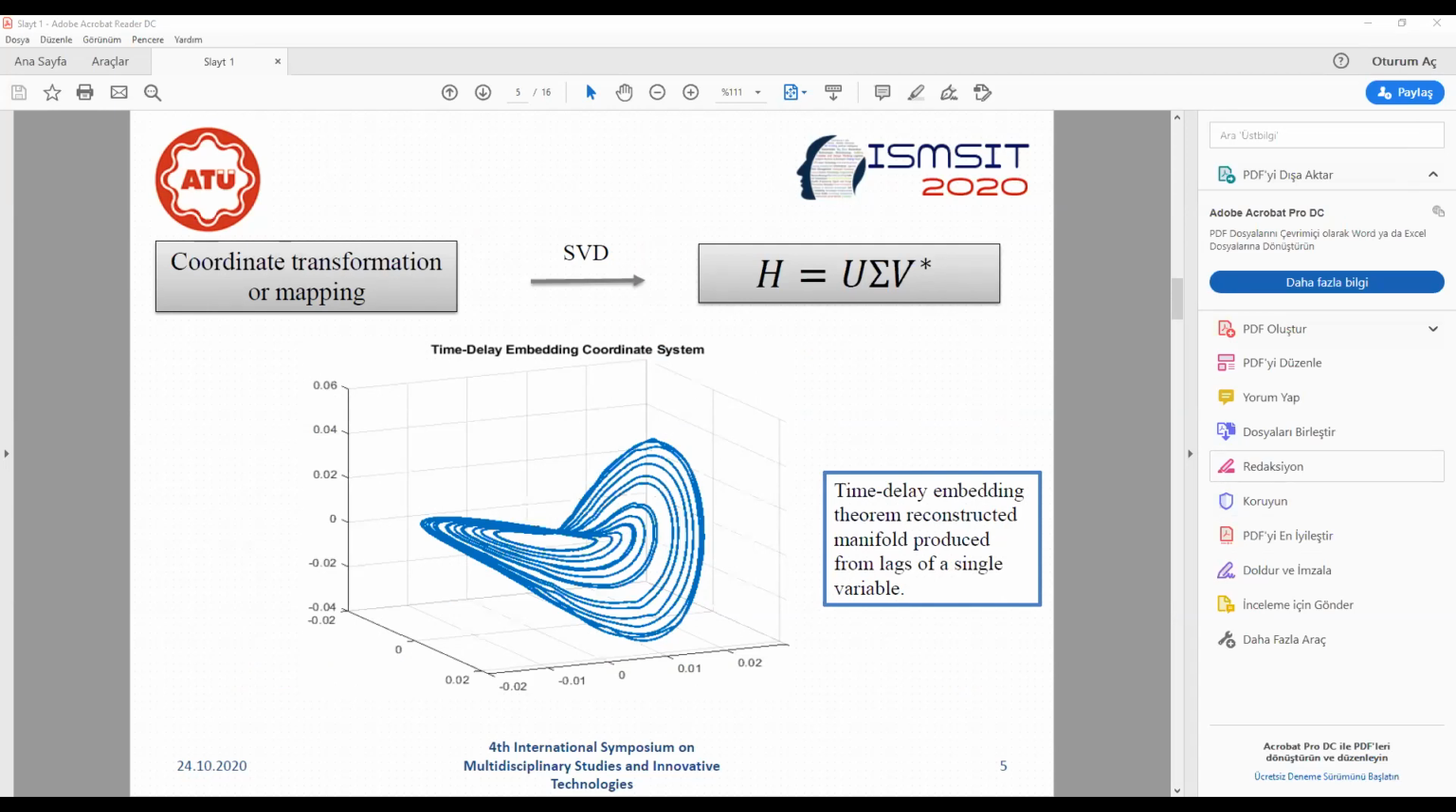Because we don't have full state measurements, we have only one state. We don't have the measurement of other states of system. The SVD of Hankel matrix gives a set of eigendelay coordinates that are topologically equivalent to x, y, and z coordinates. You can see in this picture.